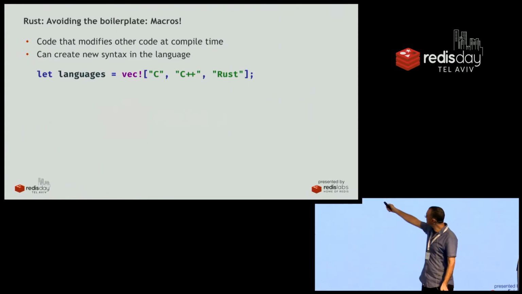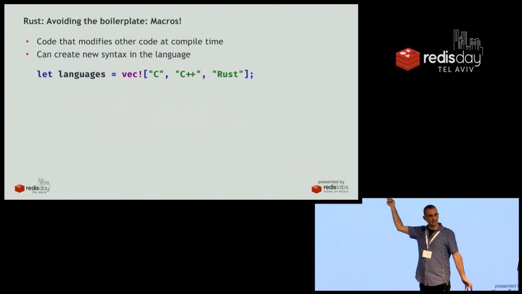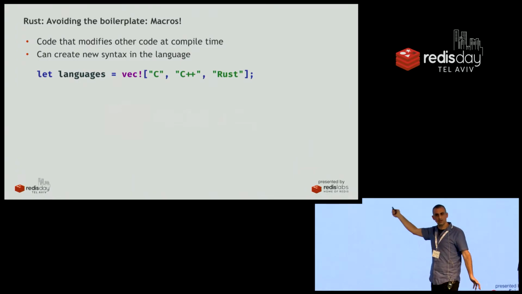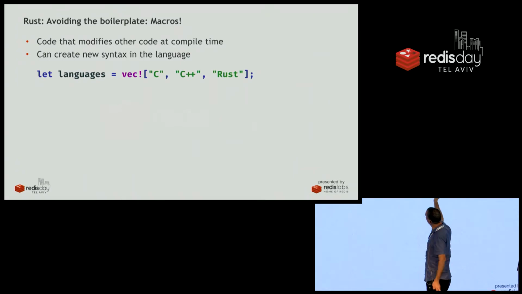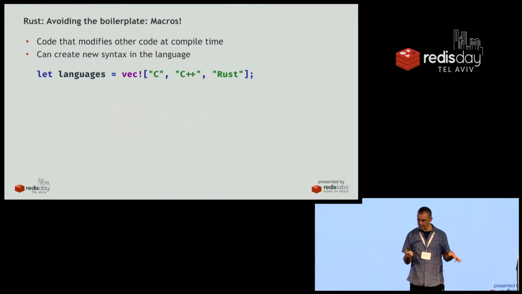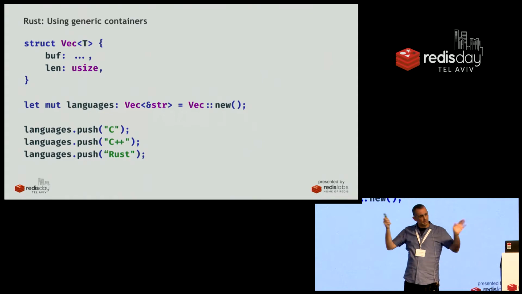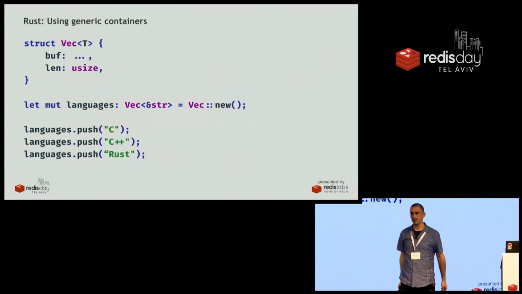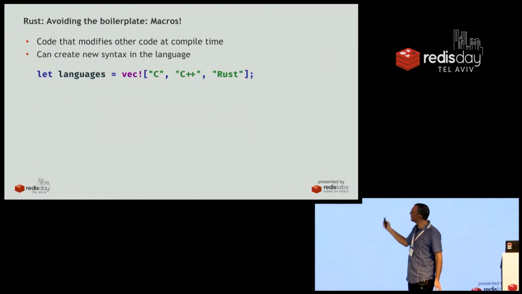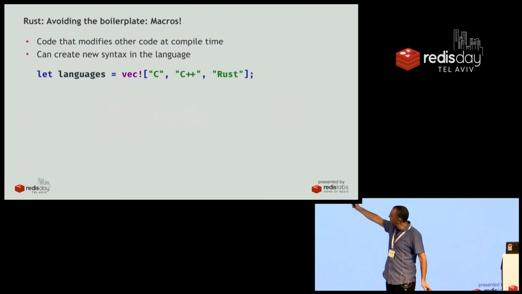And this built-in macro vec! simply creates new syntax in the language. It doesn't take an array of 3 items. It creates new syntax. It actually creates, at compile time, the same thing we see here with some additional things inside. So this is very, very powerful. It also lets us create an immutable variable, but I'm not going to talk about that too much.